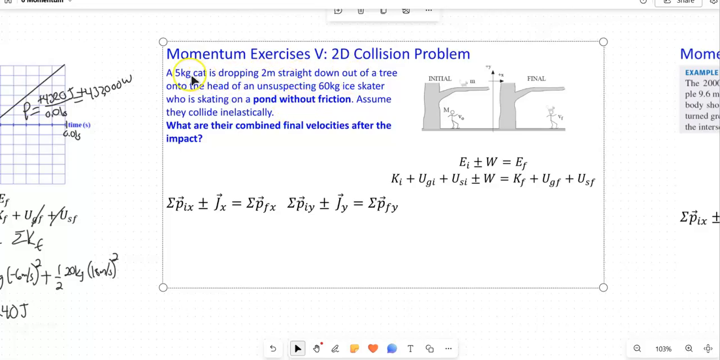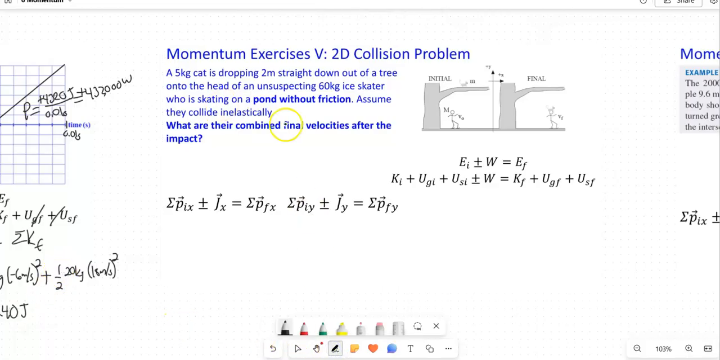so this problem is there's a cat who's 2 meters up and he's going to land on your head. 2 meters difference between your head and the cat. So consider your height as where your head is 0 meters, and you're 60 kilograms, so you're about 130 pounds. And you're skating just to the right. Okay?